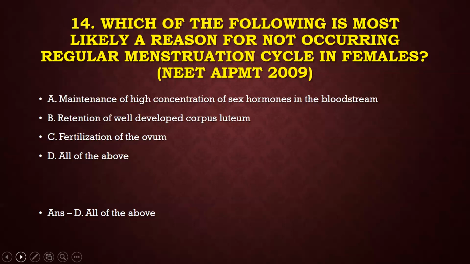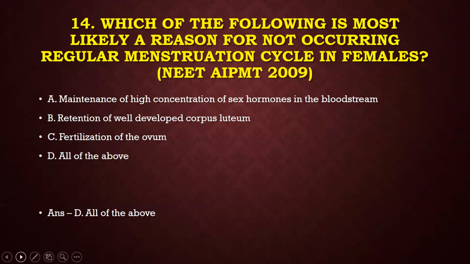Circulation in the blood of the woman, and high secretion of follicle stimulating hormone FSH, then fertilization of the ovum, then luteinizing hormone secretion from the pituitary gland is inhibited. The secretion of FSH and luteinizing hormone from the pituitary is inhibited, and the fertilization of the ovum taking place in the body of the woman is also a reason for not so regular menstruation in the body.